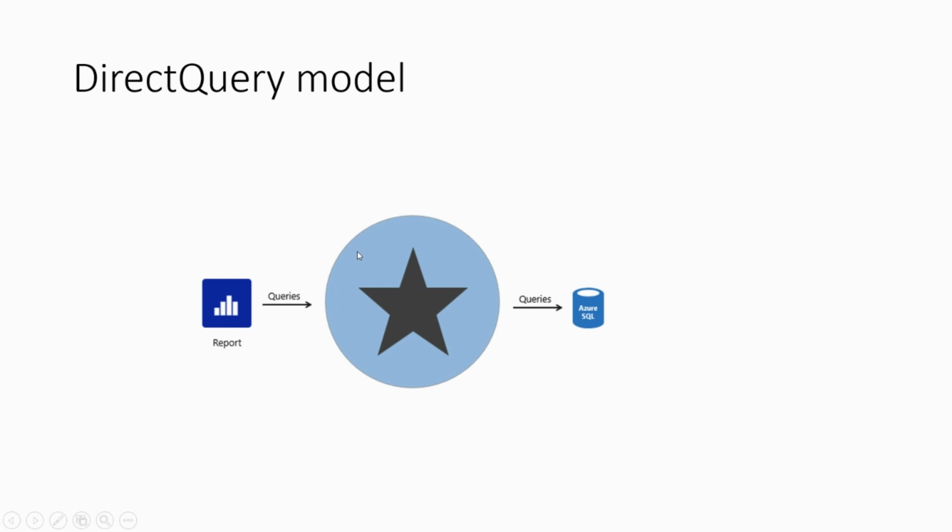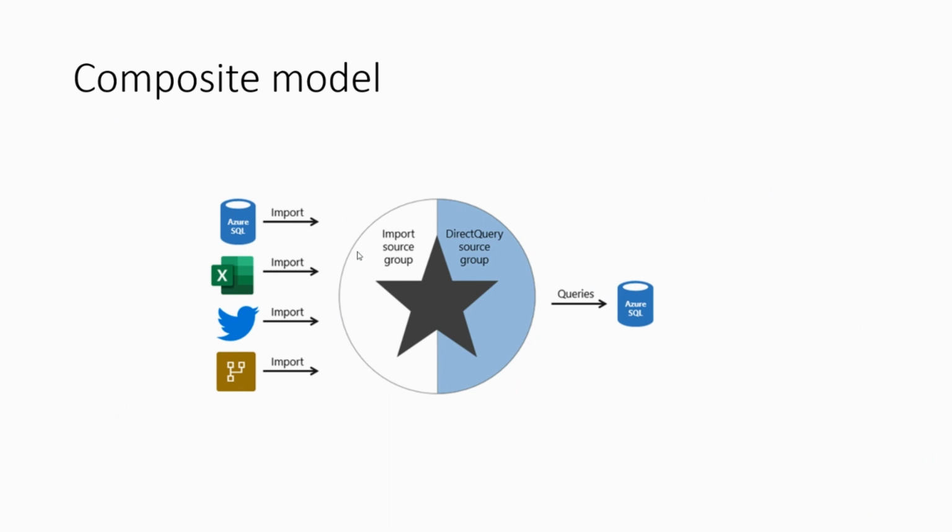And what is the direct query model? The direct query model is nothing but you are not bringing any data into Power BI. You just provide a connection to your sources, and you are referring to the data through a direct query connection. And the third thing is the composite model. A composite model is a combination of direct query and import mode. If you combine these two types, it becomes a composite model.